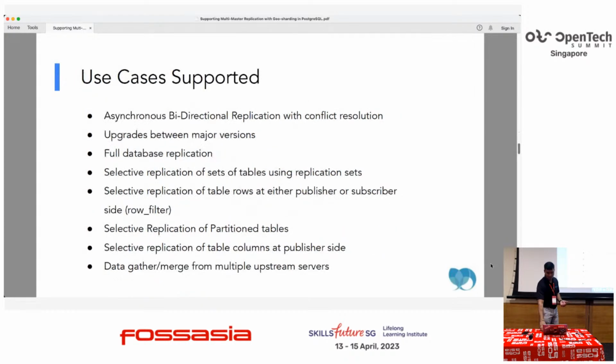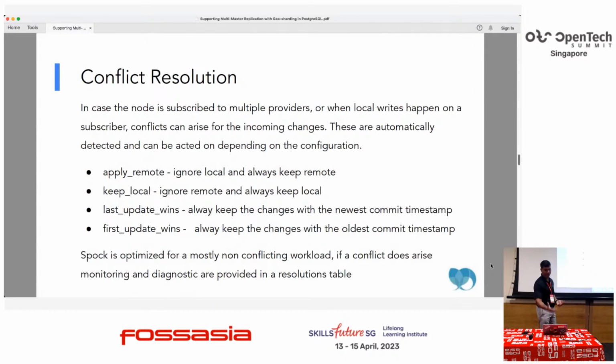The conflict resolution model that we have available is, you could go ahead and use apply remote, the last update wins or the first update wins, right? So, you will be able to configure according to your data needs, right? So, like we say, understand your data, understand the problem, and then look at what is the exact conflict resolution that you would want to incorporate.